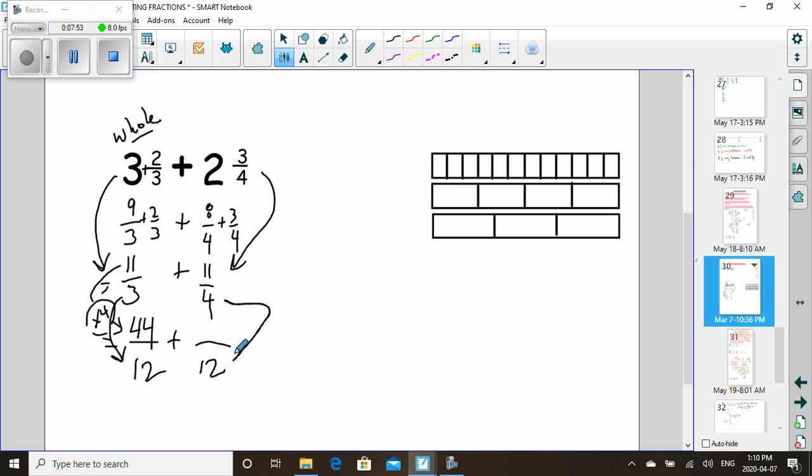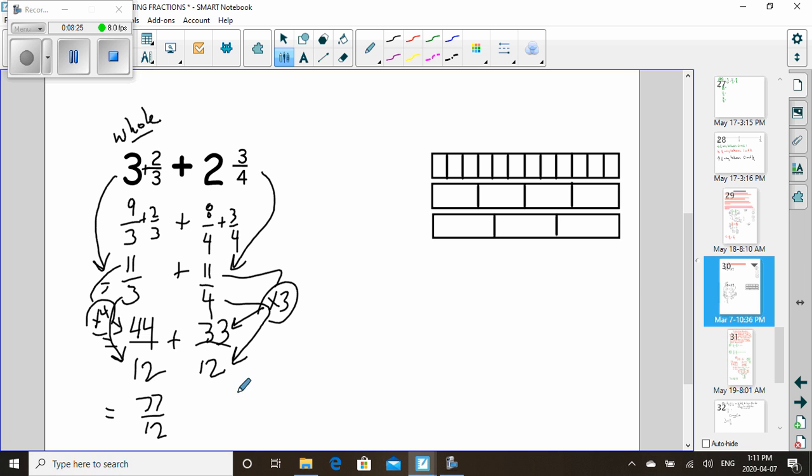Come over here. How does 4 become 12? Times 3. 11 times 3. So our numerator becomes also affected by the same multiple. It got 3 times larger as did the denominator. So we have 44/12 plus 33/12. Now we can add. Luckily, we have common denominators. 44 and 33 is 77. So we have 77/12.